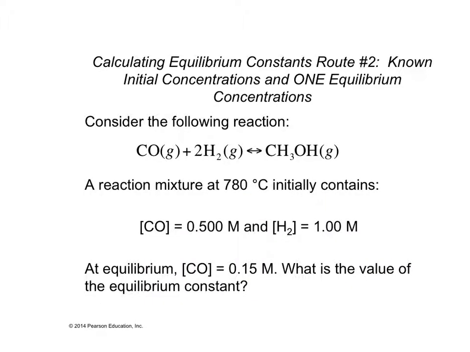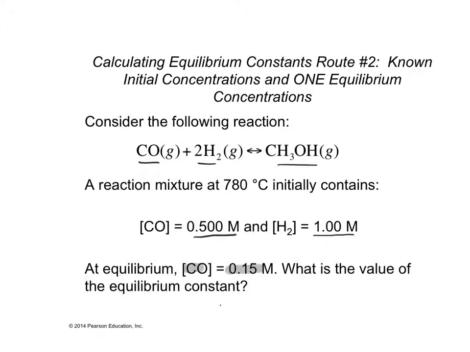All right, so let's say that we have a different reaction. We have CO combining with hydrogen to form methanol, okay? And initially, we have a 0.5 molar CO concentration and a 1 molar hydrogen concentration, okay? At equilibrium, we come back in and we measure the concentration of CO, and that ends up being 0.15 molar. So what is the value of the equilibrium constant from this data?